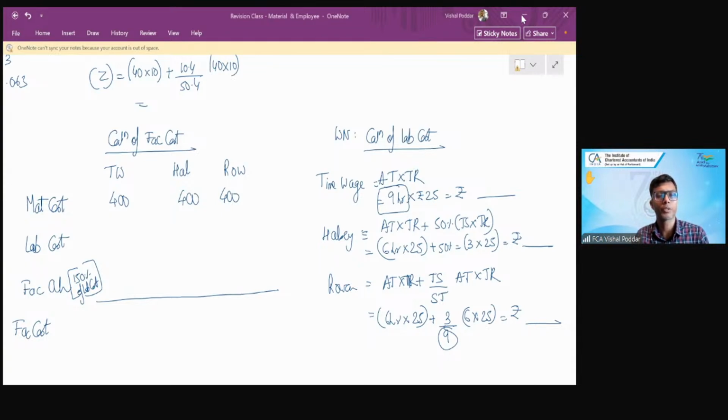Anybody, any questions, students? So Tejaswin has given me answers. He is giving me the factory cost directly. Or is it your labor cost? Tejaswin, the answer that you have given is of labor cost. Okay, no, it is factory cost.